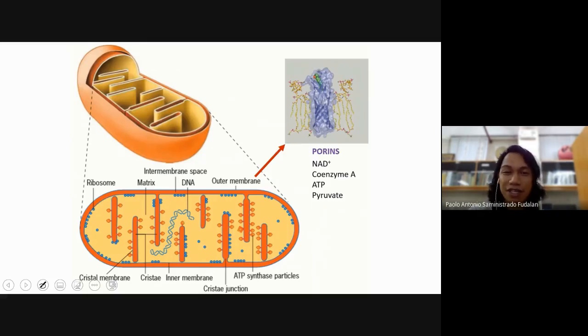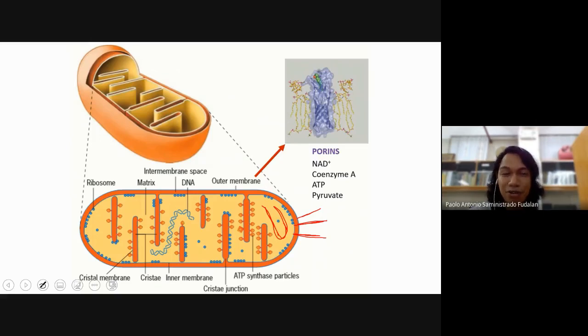The mitochondrion has two membranes. There's an outer membrane, the thin blue line that you see here. That's the outer membrane. There's an inner membrane, also the thin blue line on the inner side. And between the outer and the inner membrane, in orange here, is the intermembrane space. And on the innermost portion of the mitochondrion, the yellow-orange color that you see here is the matrix of the mitochondrion.